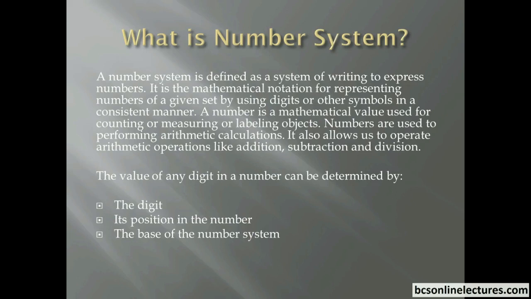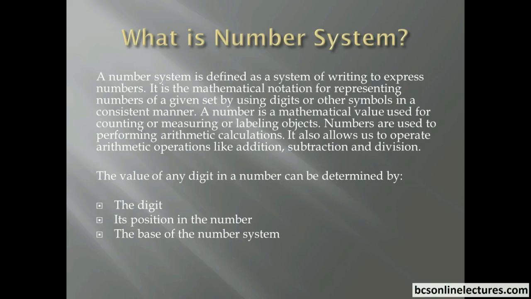And the position of the digit is how we understand a value. When we write 256, we know the value is 256. How do we understand that value? How do we know that this is 256? Because of the position. If there is only one digit, we know that value is between 0 and 9. If there are two digits, we know the value is between 10 and 99.